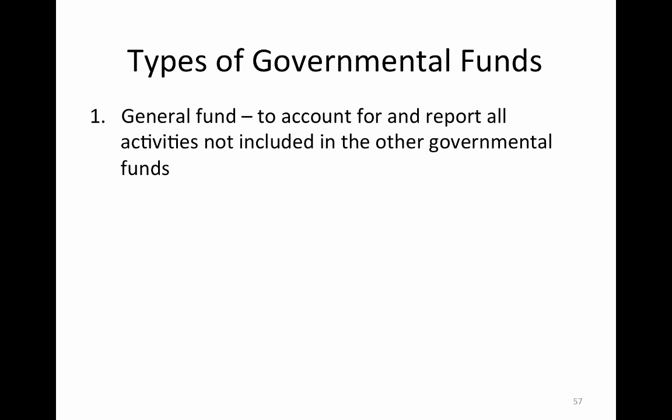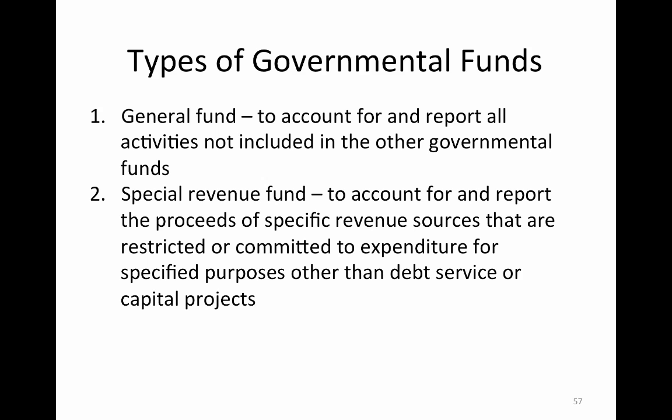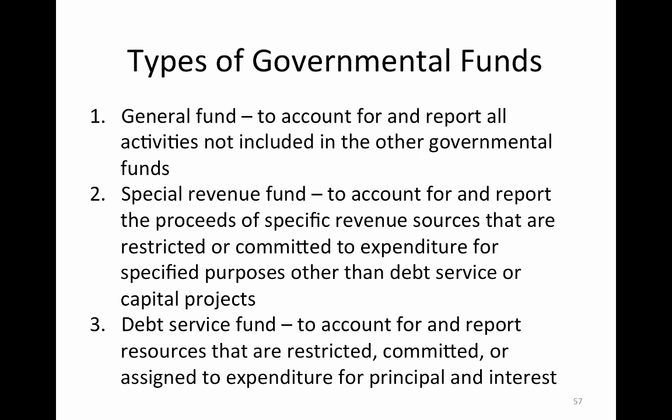The general fund is the central operating fund of the government, and is where everything that's not reported or required to be reported in a separate fund is reported. Special revenue funds tend to be operating funds as well. They account for specific revenue sources that are either restricted or committed to being used for specific purposes other than debt service, that is the repayment of outstanding debt, or capital projects, because there are separate fund types for those.